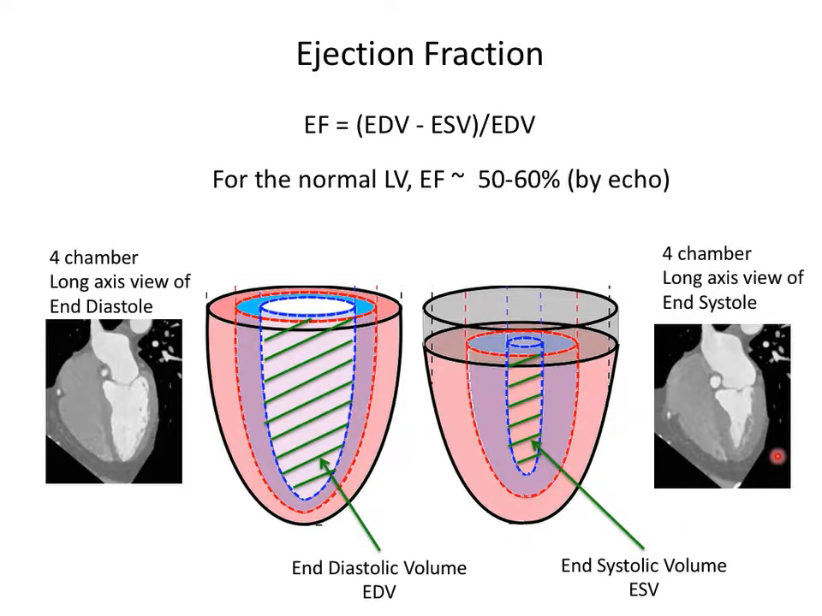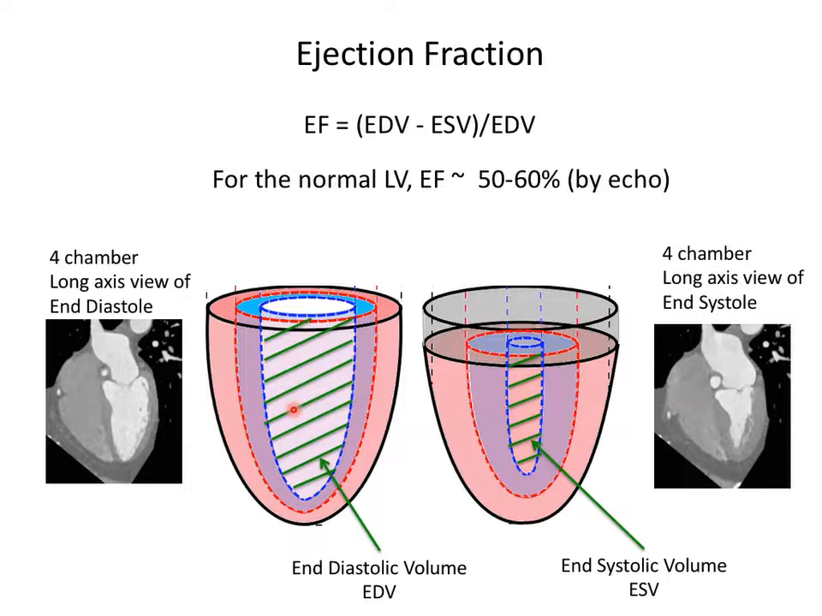So a parameter used to evaluate how well the heart is performing is called ejection fraction. It's a very simple parameter. You take the volume of blood at end diastole, when the heart is the most full of blood, the left ventricle is the most full. You take the volume of blood at end systole, when the heart is contracted and so it's the emptiest, and just take that difference and divide it by the starting volume, and that's the fraction of blood that was ejected.